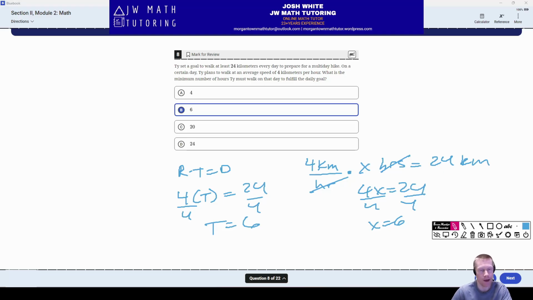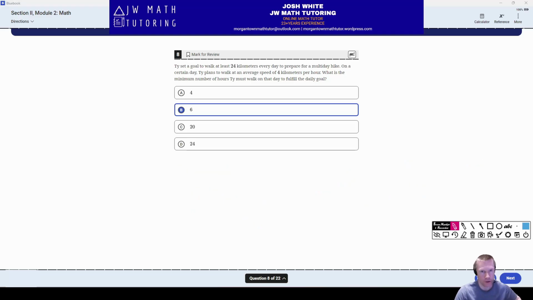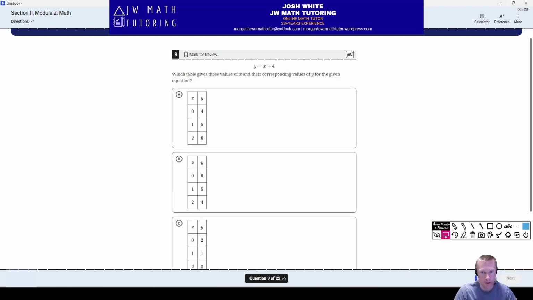And of course, you could also just back solve this. You could say, okay, well, if it's 4 kilometers per hour, you just go through the answer choices and see which number of hours would give me 24. And well, it's going to be 4 times 6. So you could also think of it that way as well.